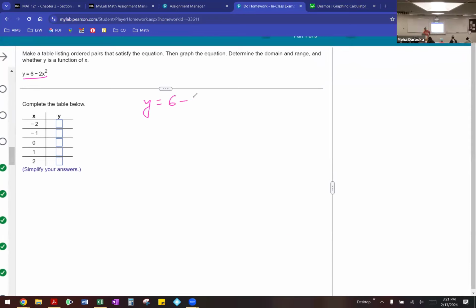So that's going to be 6 minus 2, and instead of x, we'll use -2. Can you tell me what that y value will come out to be? 6 minus 2 and then -2 squared in the parentheses. Of course, you will use order of operations to solve this, or again, throw it in your calculator, whatever you like.